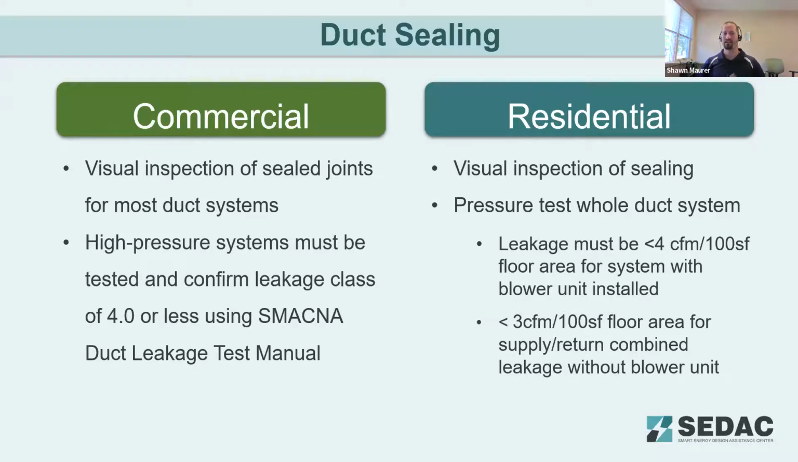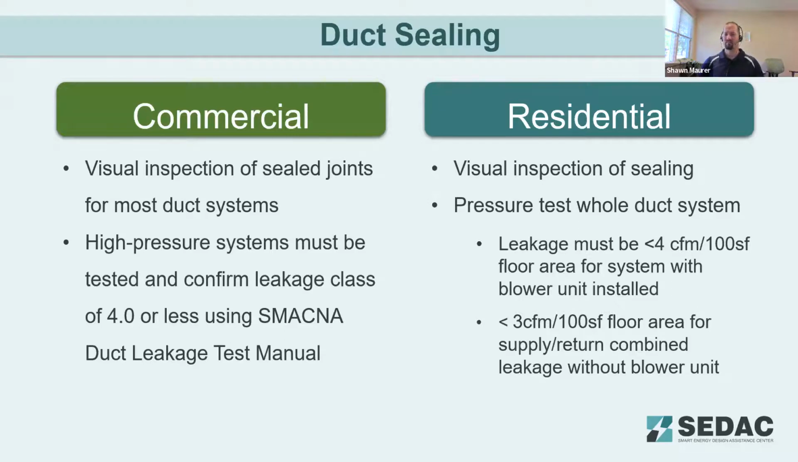On the visual side, again, there's a visual inspection for sealing. If you're not doing testing because it's all inside conditioned space, you're still going to have that visual inspection to make sure duct mastic or tape is applied to duct seams as appropriate. If you're doing the pressure test on the whole duct system, the leakage is based on floor area, so less than 4 CFM per 100 square foot with the HVAC system installed. So the supply and return sides all connected through the HVAC system.